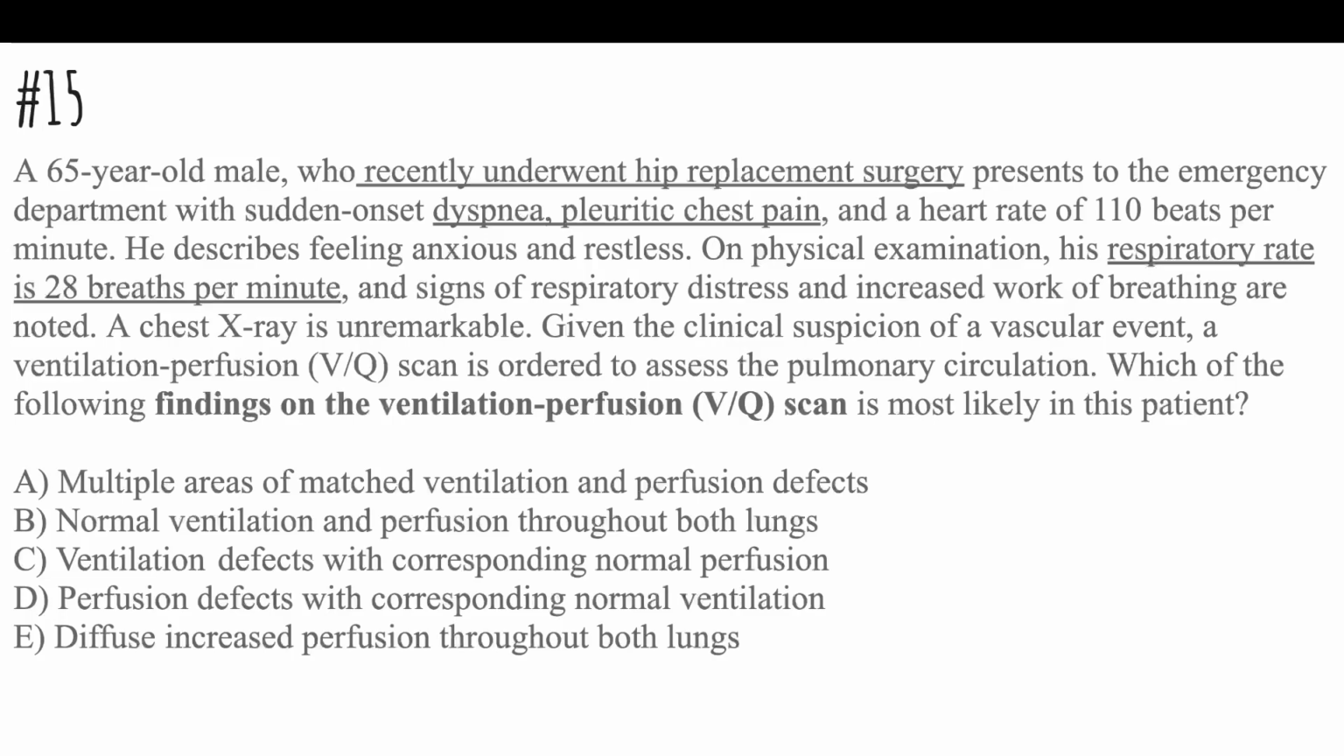is more consistent with things such as high output heart failure or AV malformations, where there's an increased flow of blood through both lungs. So in summary, the most likely finding on a VQ scan for a patient with a clinical presentation of a PE, as described in the question stem, sudden onset dyspnea, pleuritic chest pain, tachycardia, and those other risk factors, is perfusion defects with corresponding normal ventilation, option D.